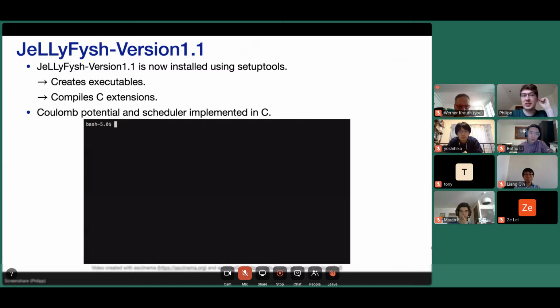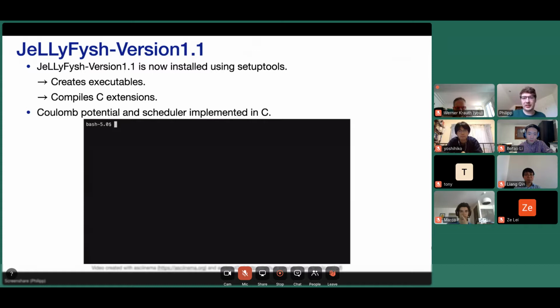So which C extensions do we have? It's the Coulomb potential, which we now fully implemented in C, and the scheduler as well. So although our PyPy uses just-in-time compilation, it turned out that really implementing the things in C is still a lot faster.